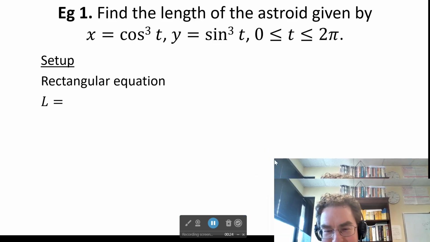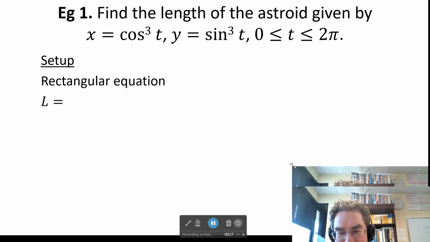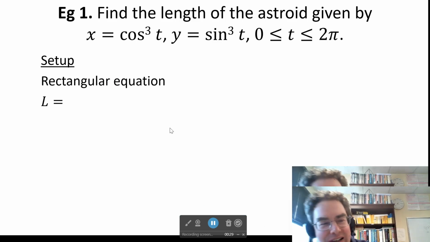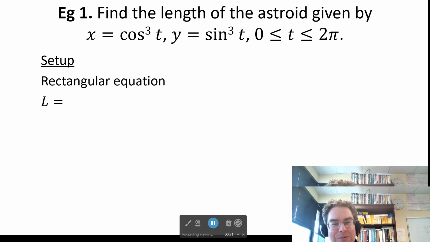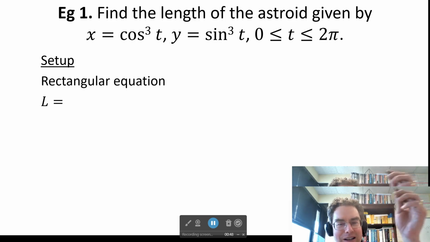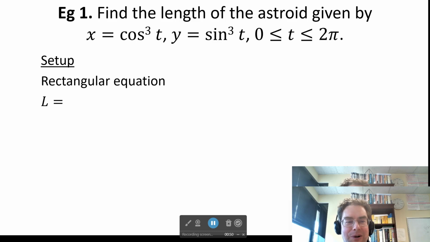So I'll move myself down here and then we'll see what we can do as far as getting this example done. For our first example, this is Example 1 in course notes Section 2.1, so you could follow along there or try to do it yourself first. This is to compute the length of the asteroid. We talked about the asteroid a little bit in class already.